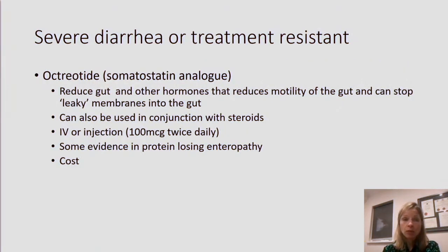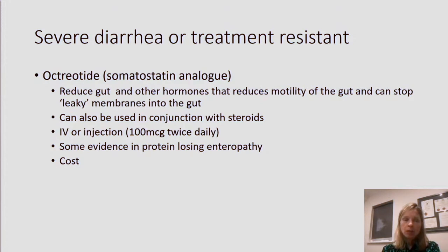Again, there can be treatment-resistant or severe medically refractory diarrhea. In those situations, patients usually present to hospital. There is some evidence for the use of something called octreotide. It's a medication that reduces some of the gut and other pancreatic hormones that all impact on the motility of the bowel. So it reduces the motility of the bowel, and it also stops these sort of leaky vascular membranes. And through all of that, it's been shown to slow down the gut and be useful in refractory diarrhea.